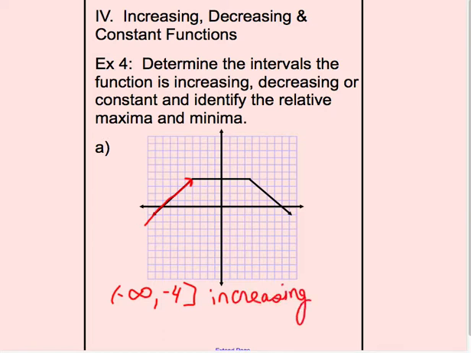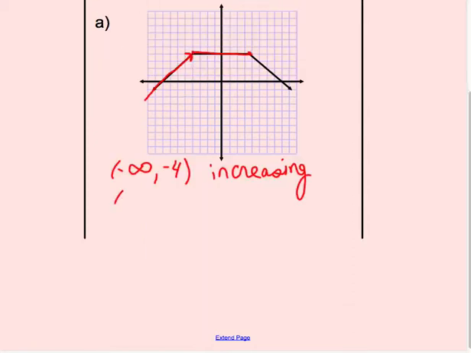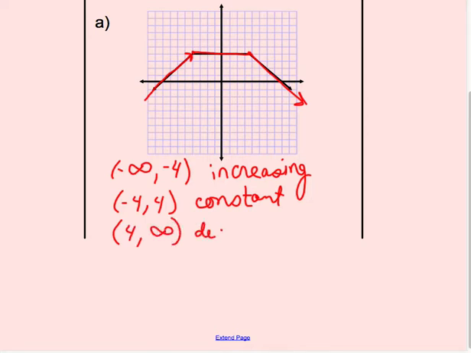And I guess technically at negative 4, the graph is no longer increasing, so we could change that to a parenthesis, so it's not included in our increasing interval. From negative 4 to positive 4, the graph is constant. It's not going up or down. And then from positive 4 to positive infinity, our graph is decreasing.